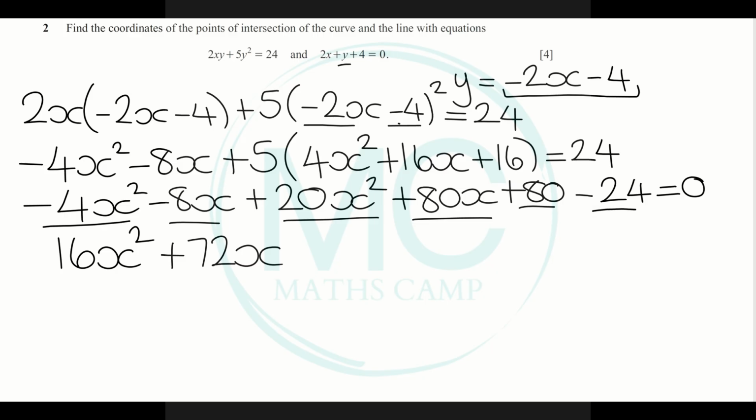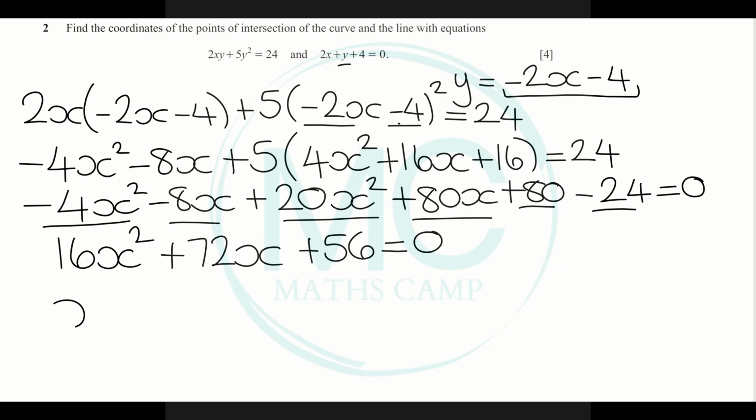80 minus 24 gives me positive 56. And this is all equal to 0. Now, in your exam, you do not have a lot of time. So the easiest way to solve for x is to use the quadratic formula, because you don't need to simplify your equation to use it. So we can use these values in this equation as they are.